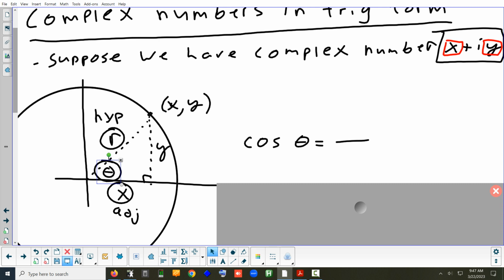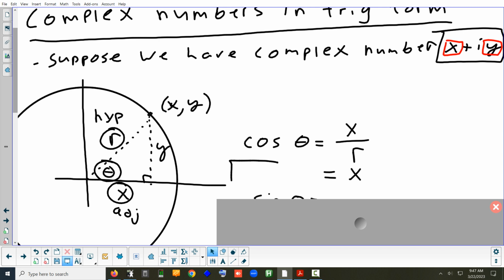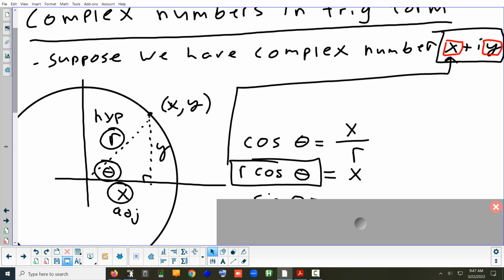X over R. Yep, perfect. So kind of like we did with the area problem, I want to get the x by itself. What would be in the box on the left if we get x by itself? R times the cosine of theta. That is what we're going to substitute for x.